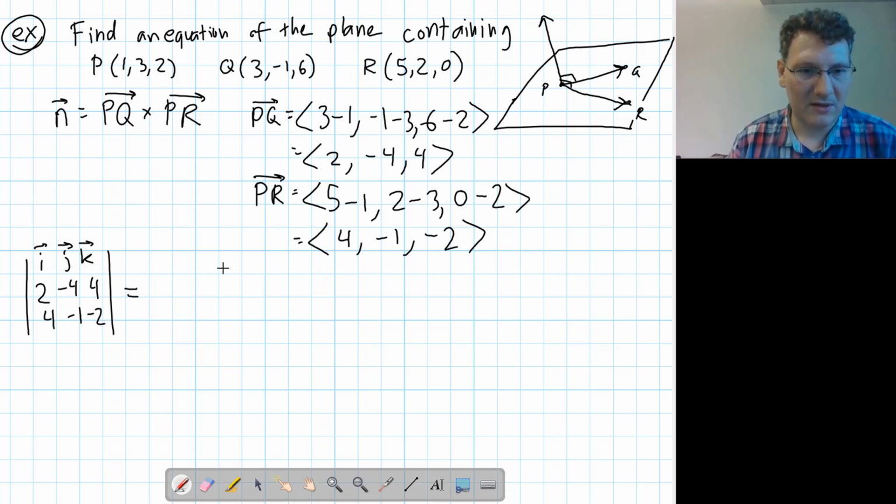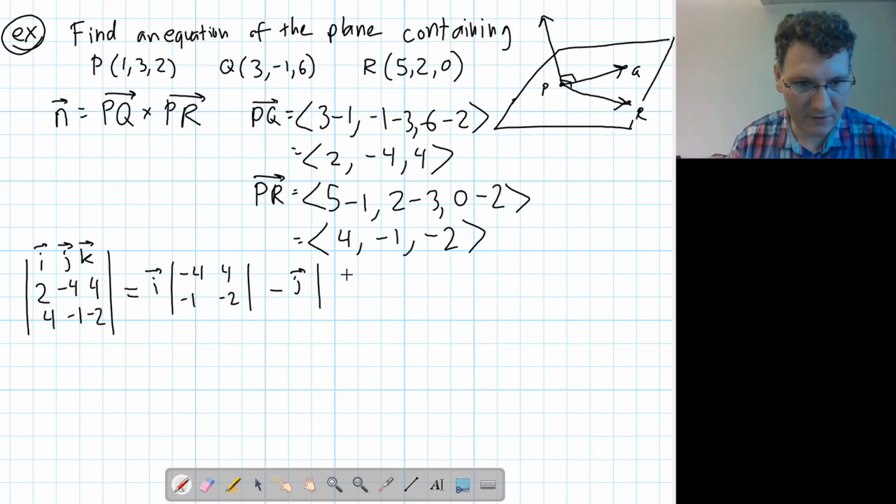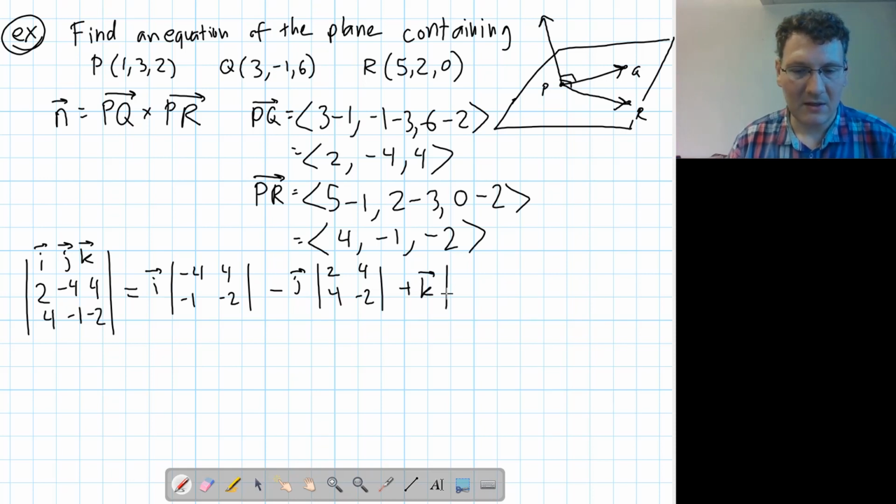So this cross product, if we do the i terms, that's the determinant of the submatrix minus 4, 4, minus 1, minus 2, minus the j vector times the determinant of the first column and the third column, which would be 2, 4, 4, minus 2, plus the k vector times the first two columns, which is 2, minus 4, 4, and minus 1. So we're going to work this out.